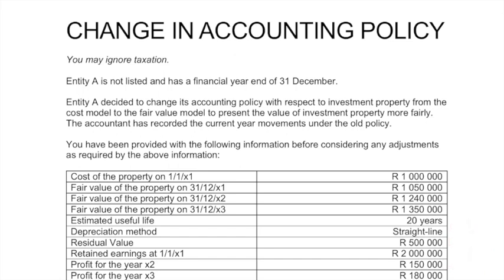And then we're told that retained earnings at the 1st of Jan X1 is 2 million. The profit for years X2 and X3 has been given over there, and the significance of that number is that when we're doing our various disclosures in the financial statements, we're going to have to pull those numbers through.